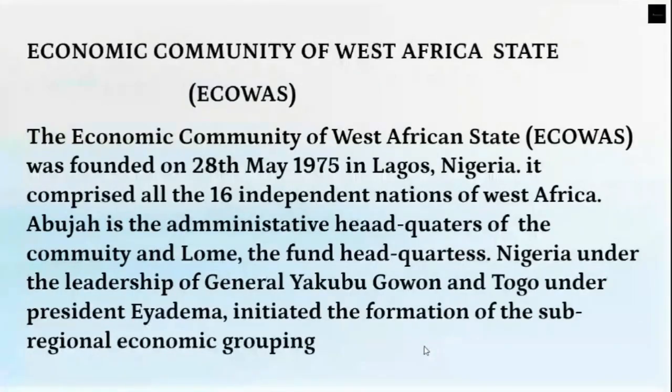in Lagos, Nigeria. Now, it comprises all the 16 independent nations of West Africa. Take note again, Abuja is the administrative headquarters of the community. So when they ask where is the headquarters for ECOWAS, it's located in Abuja. And then Lome is the fund headquarters.